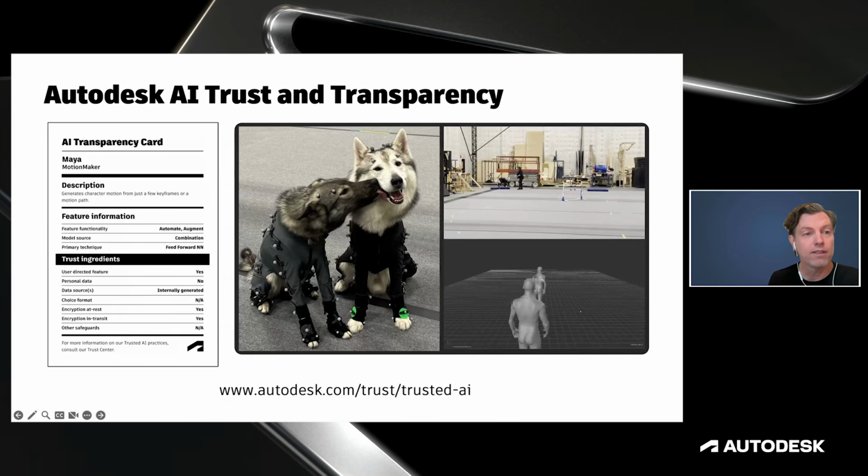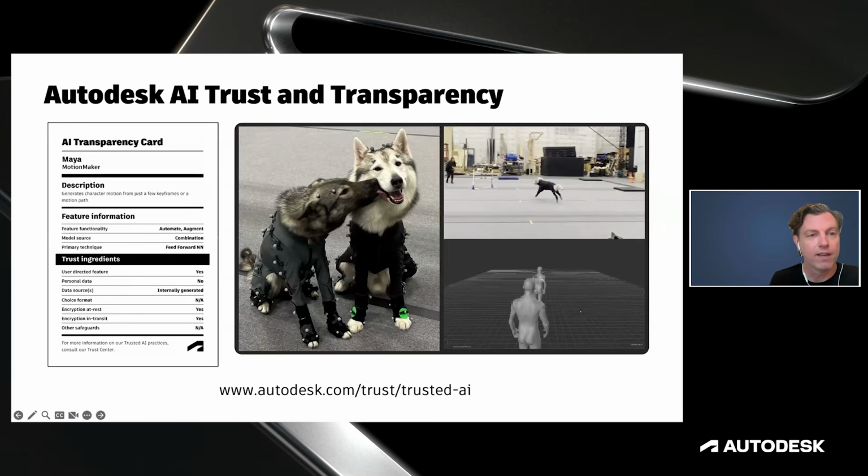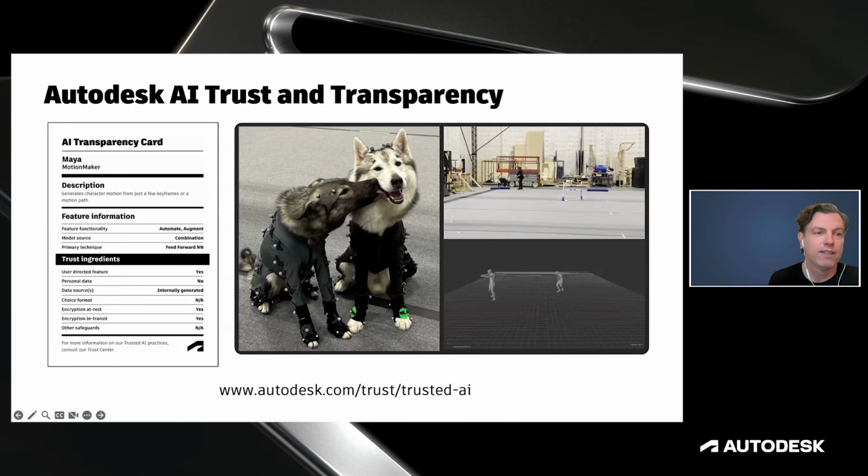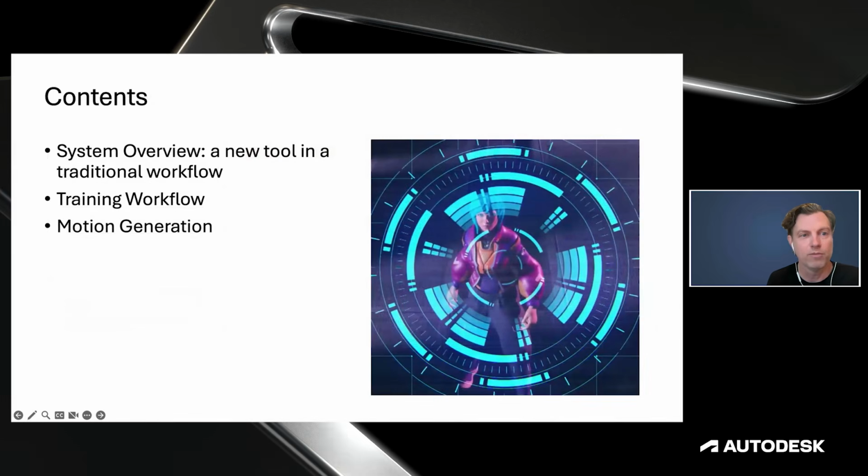So you can see these AI transparency cards on that URL below for not just MotionMaker, but for all of our AI projects. You can see the type of model we're using and just more information about the AI system. So with that, I am now going to hand it off to my colleague Etienne to talk a little bit more about MotionMaker under the hood, how it works.